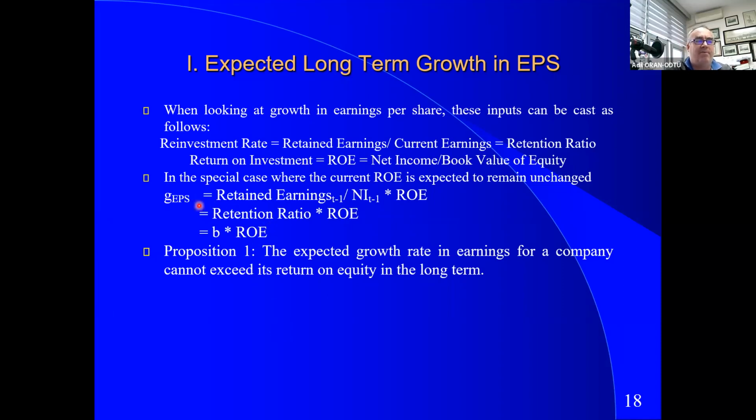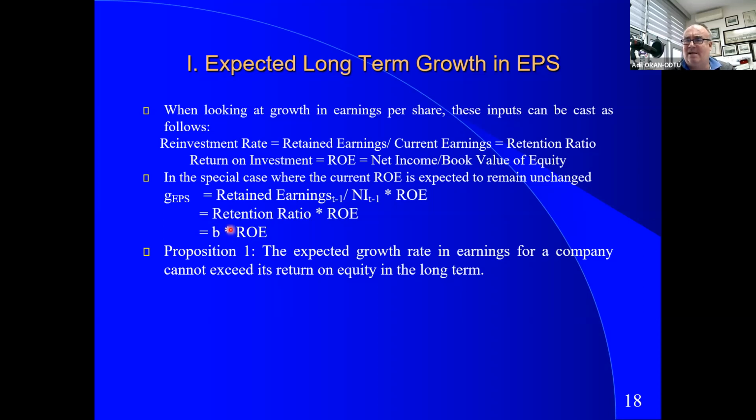So from this nice simple formula, notice that we can extract some expectations. Proposition 1: the expected growth rate in earnings for a company cannot exceed its return on equity in the long term. Why not? Why can the growth in EPS not exceed ROE in the long term? Because for growth of EPS to exceed ROE, what must happen? The retention ratio must be greater than 1.